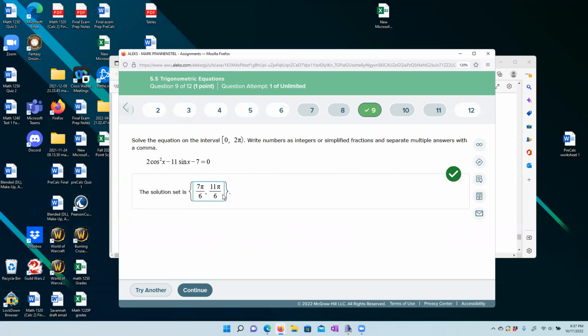At the end, it's like, what is a good correct answer? I think this is a good correct answer.